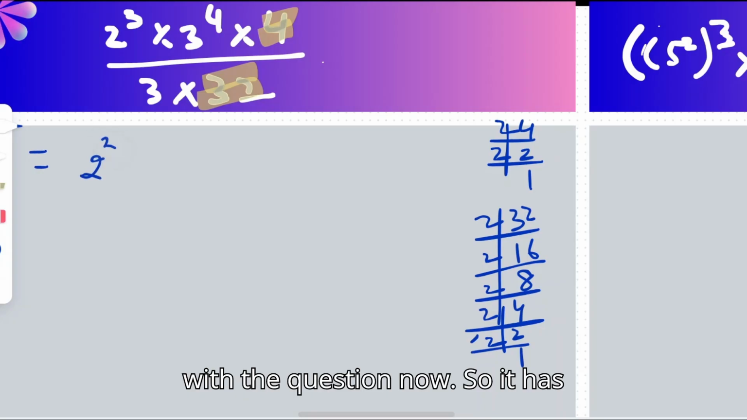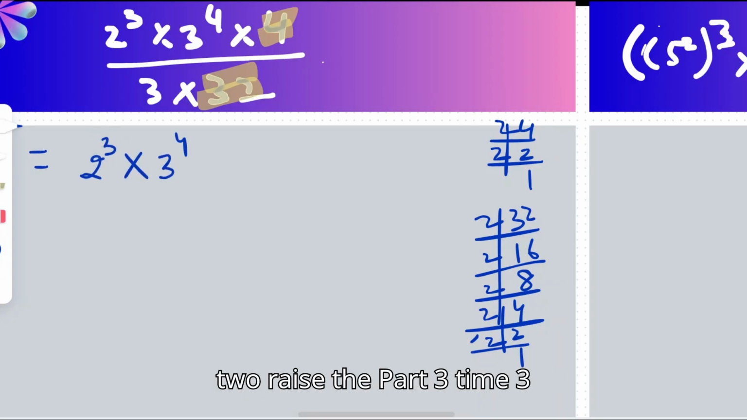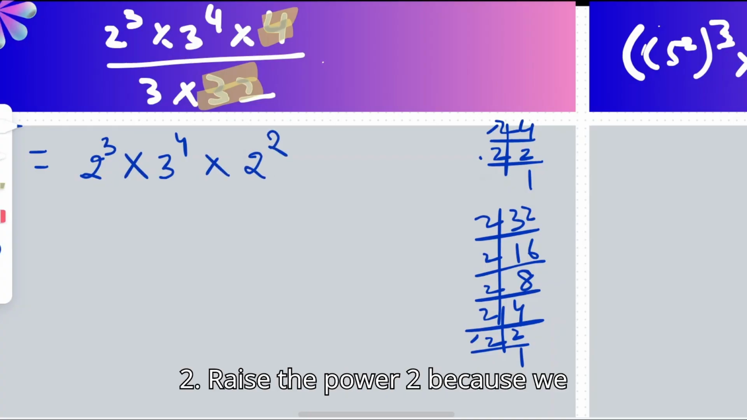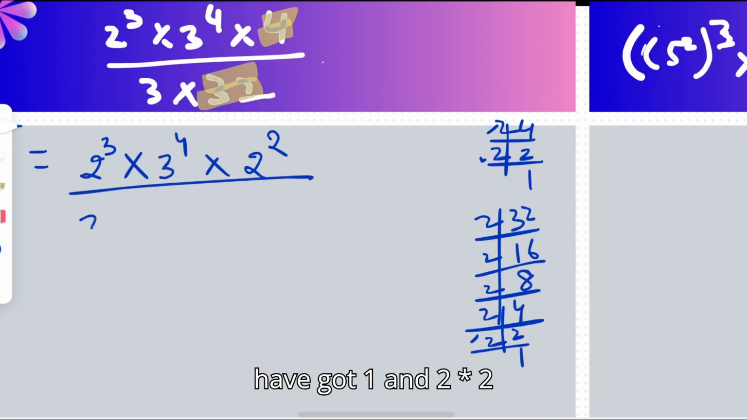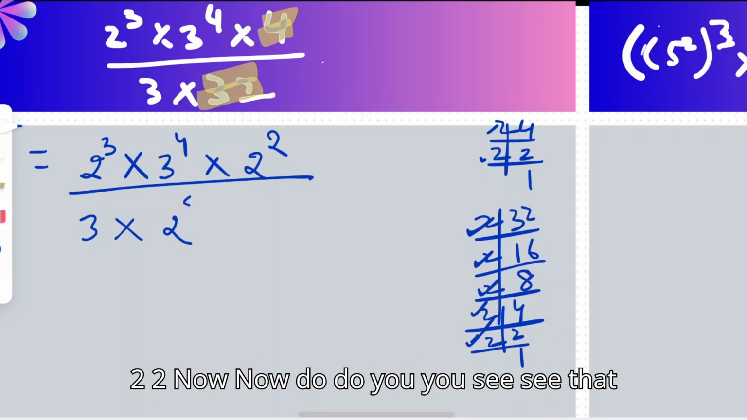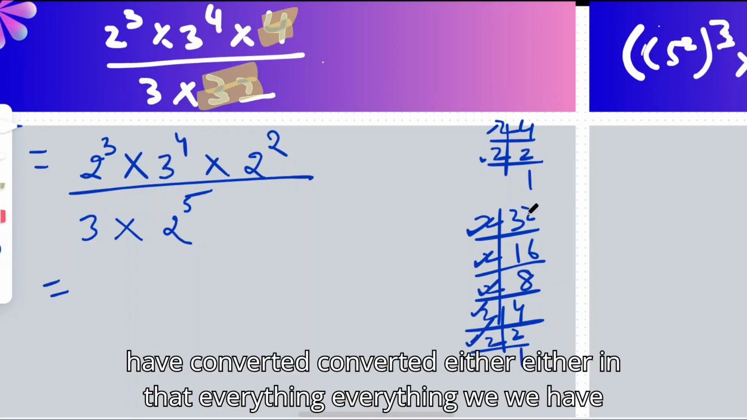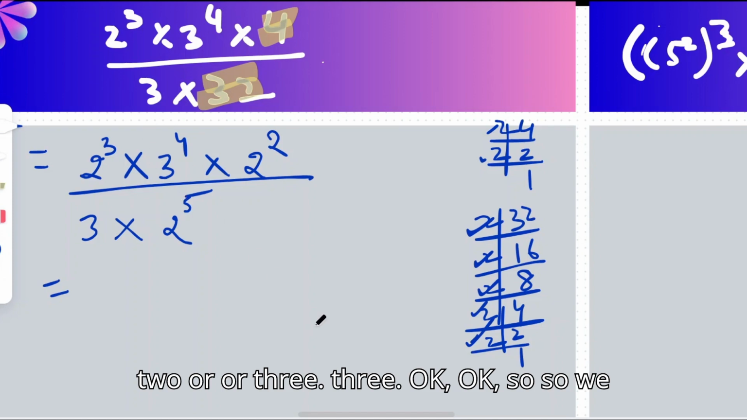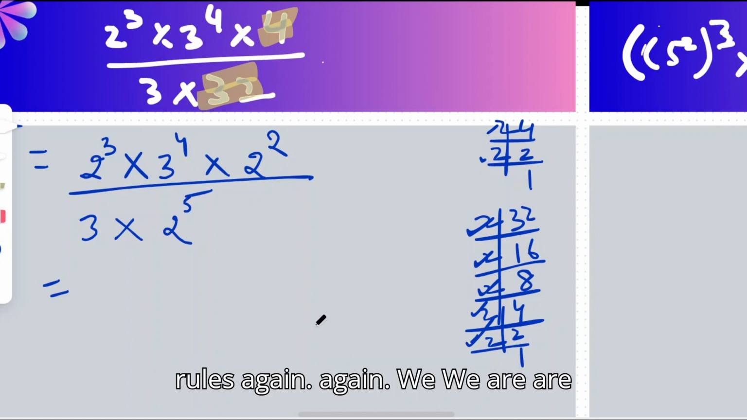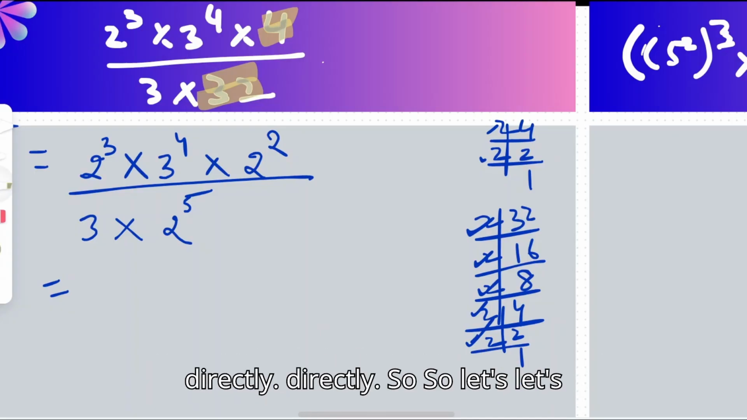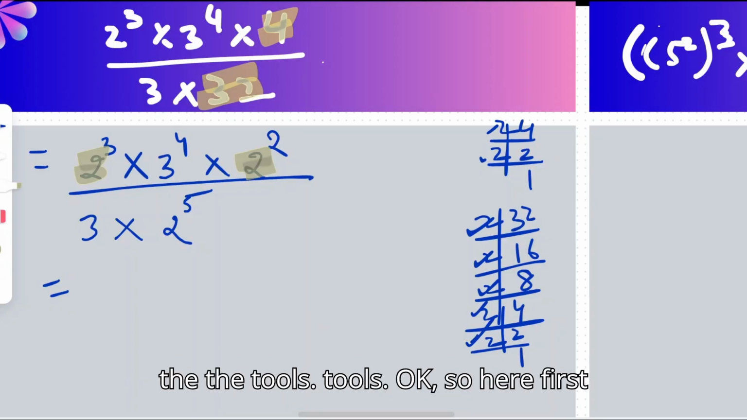So it is 2 raised to the power 3 times 3 raised to the power 4 times 4 is 2 raised to the power 2, because we have got 2 times 2. And then this is 3 times 2 how many times? 1, 2, 3, 4, 5. 2 raised to the power 5. Now, do you see that everything we have converted either in terms of 2 or 3? Okay, so we will apply the rules. Again, we are applying the division and addition rules. You can do it directly. So let's first solve for all the 2's.